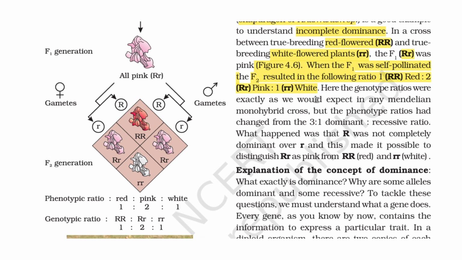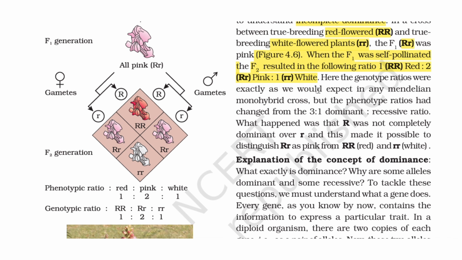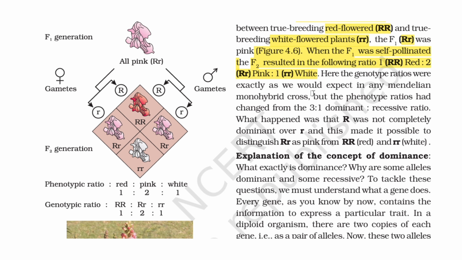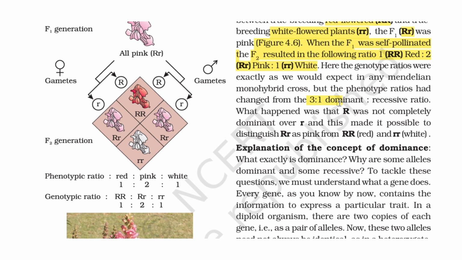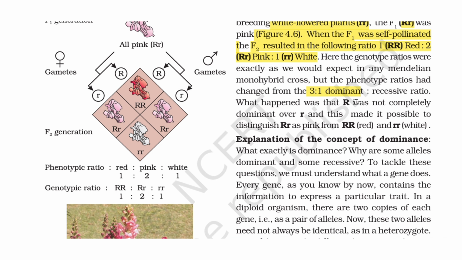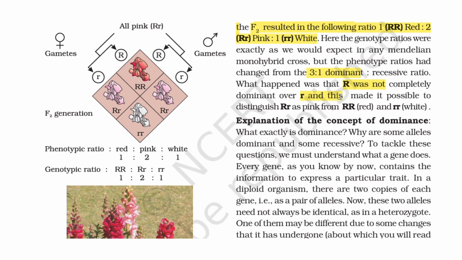Here the genotype ratios were exactly as we would expect in any Mendelian monohybrid cross, but the phenotype ratios had changed from the 3:1 dominant, recessive ratio. What happened was that R was not completely dominant over r, and this made it possible to distinguish Rr as pink from RR, red, and rr, white.